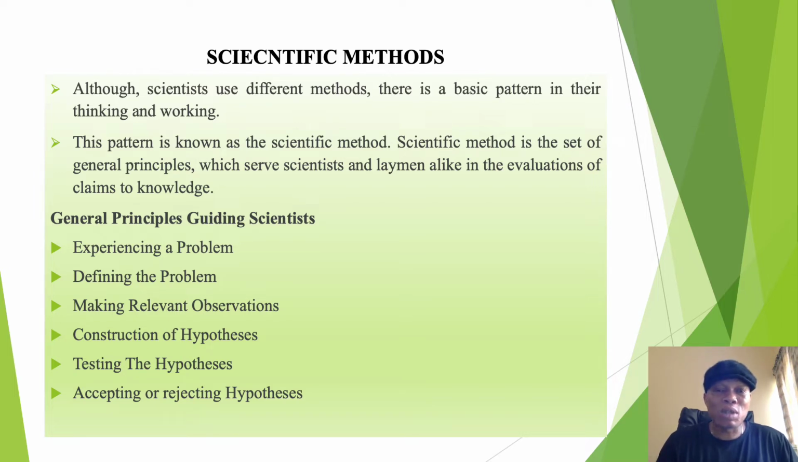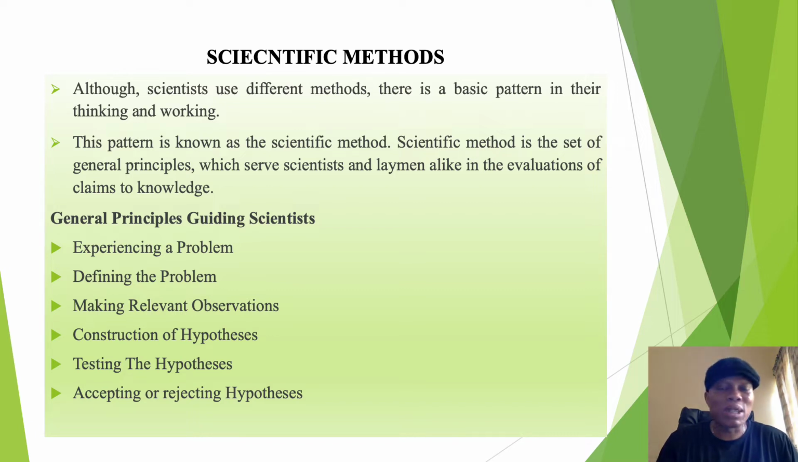We shall be talking about scientific methods. Although scientists use different methods, there is a basic pattern in their thinking and working. This pattern is known as scientific method. Scientific method, in essence, is the set of general principles which serve scientists and laymen alike in the evaluation of claims to knowledge. Now, what are these general principles guiding scientists?